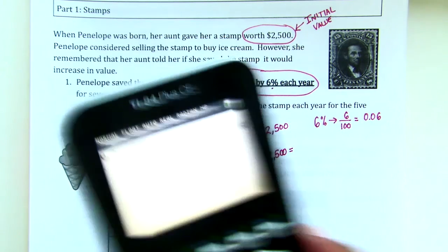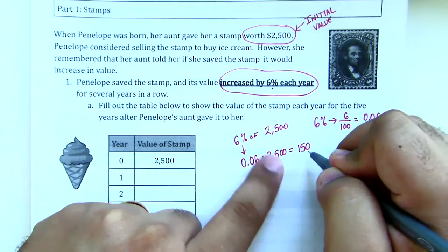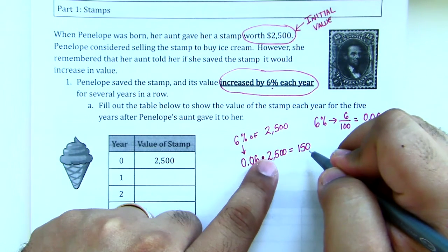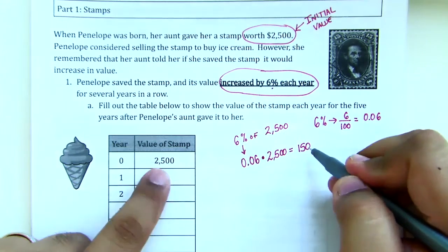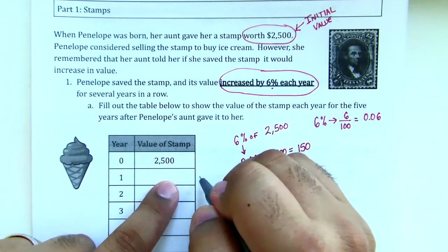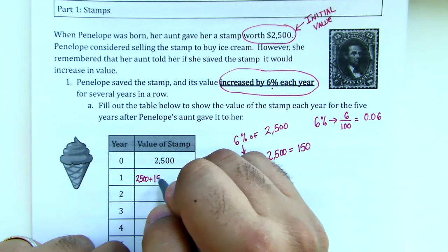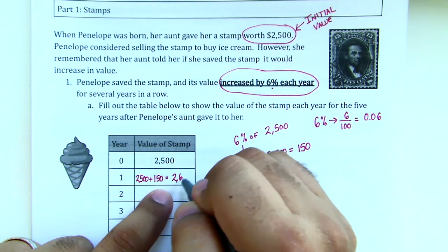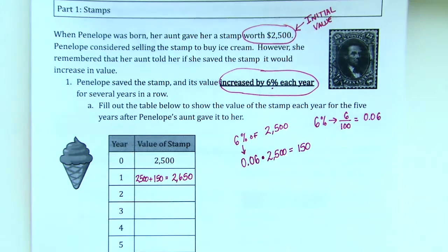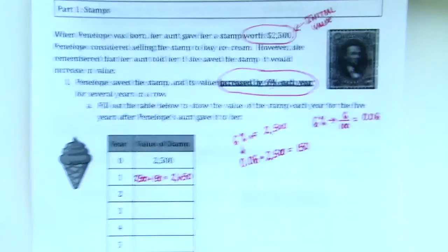Gets me 150, okay? So this is where we need to be careful. 150 is how much it is increasing by, right? The stamp's not worth 150. It's worth the initial price plus 150. So what's going in this box here is going to be 2,500 plus 150 gets me, so you can put this into a calculator, $2,650. Right? So we do this in 2 steps. First, you find the interest, and then you add that onto what you had before, okay?